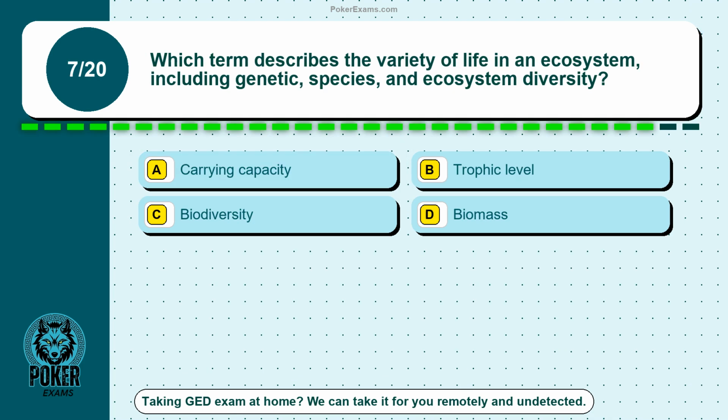Question 7. Which term describes the variety of life in an ecosystem, including genetic, species, and ecosystem diversity? Option A. Carrying capacity. Option B. Trophic level. Option C. Biodiversity. Option D. Biomass.